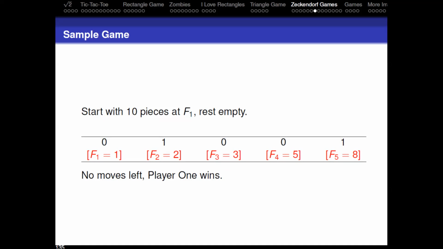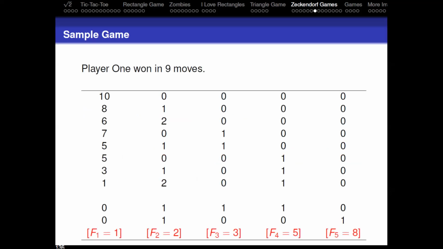No moves are left, right? There's nothing that's doubled. There's nothing that's next to each other. So player 1 has won the game. And I'm recording all of the moves we did over here. We start off with 10 things in bin 1. And then our first one, we took 2 things and made something in the second one. The next move was we took 2 more things and made something in the second one. Then we combined something, we then split the 2, and so on and so on.